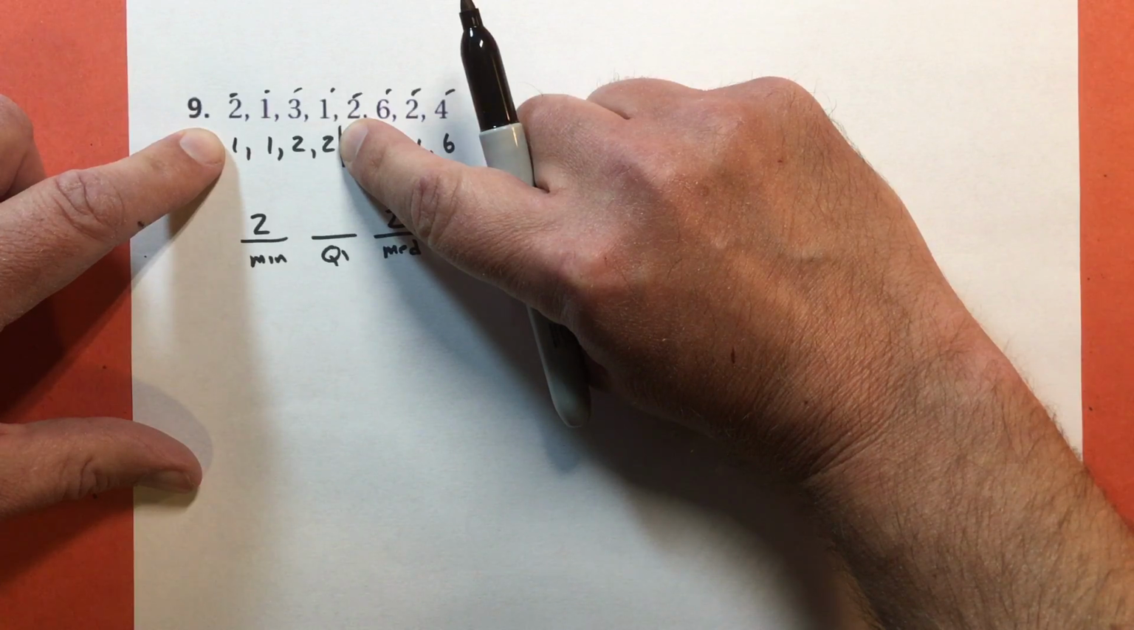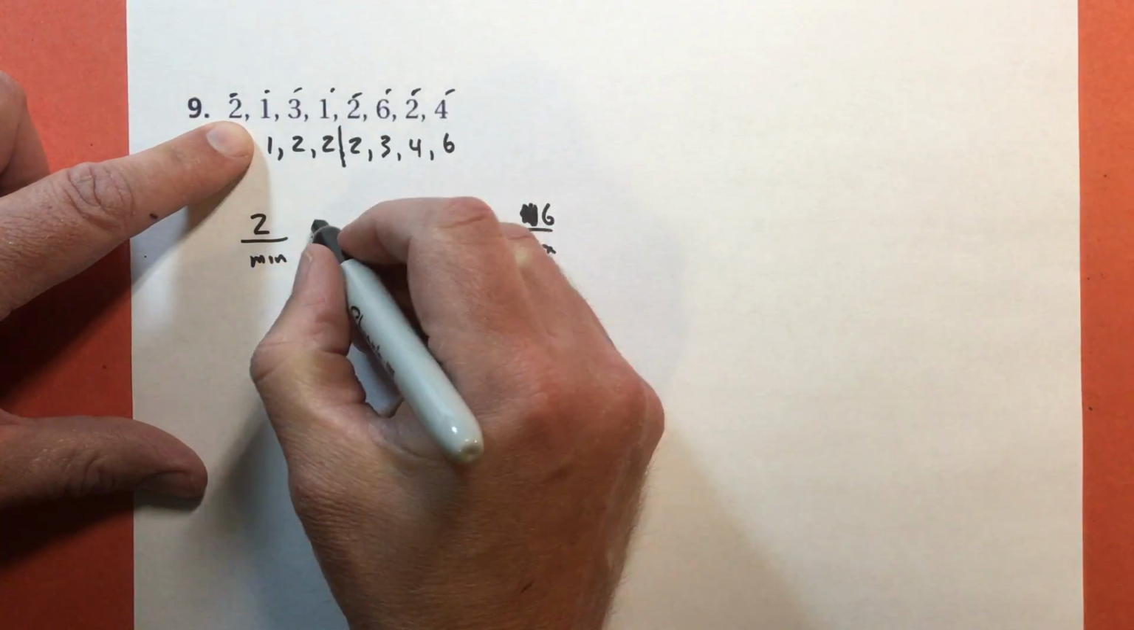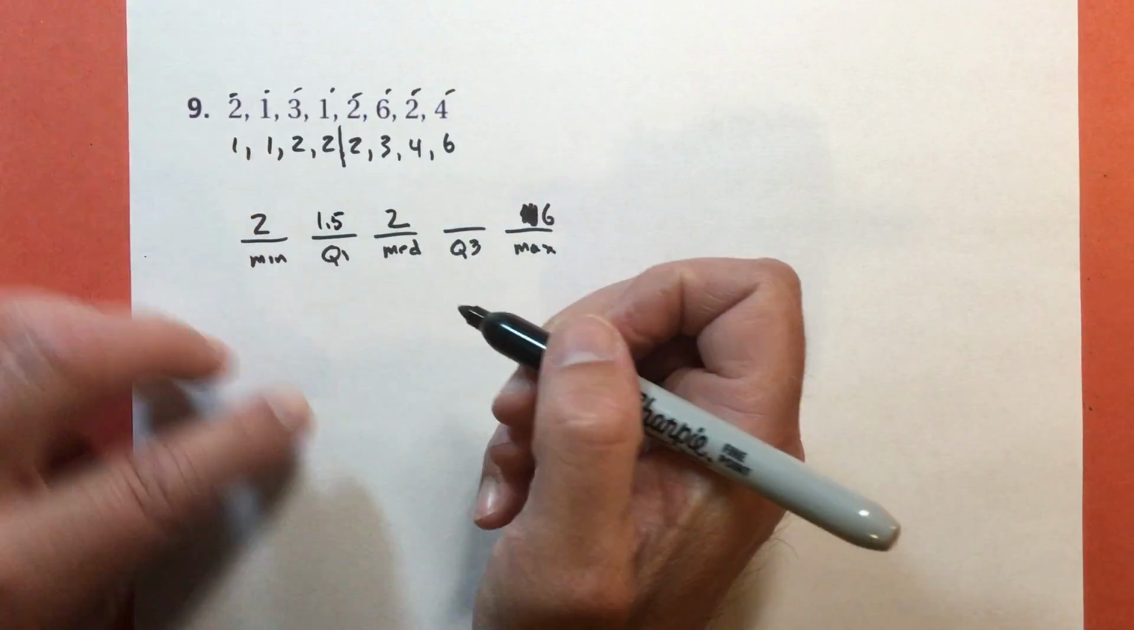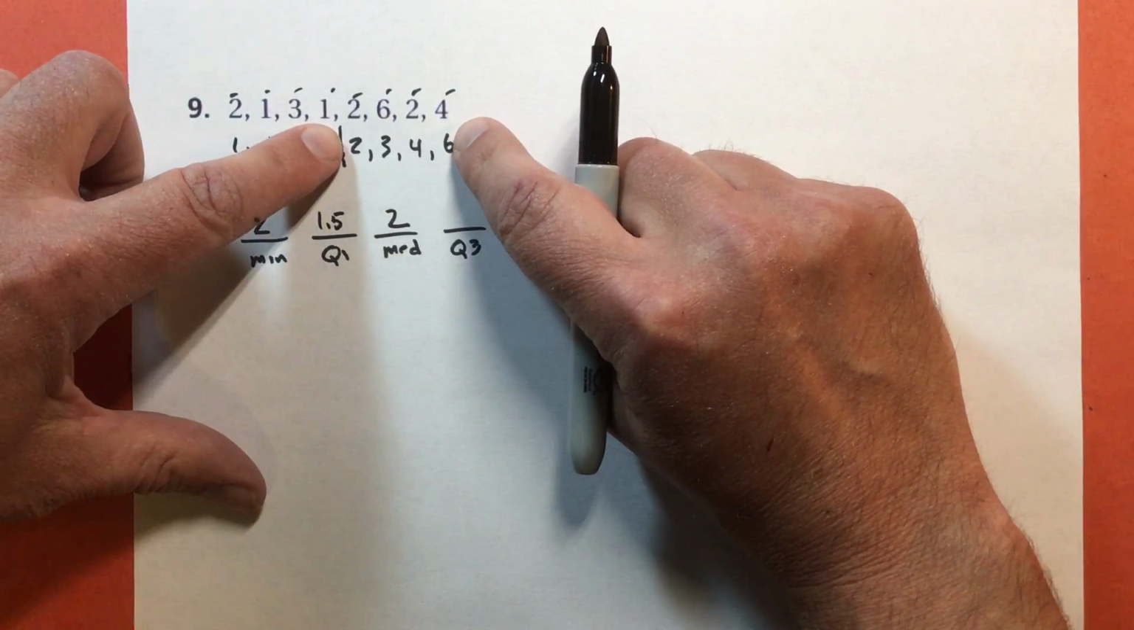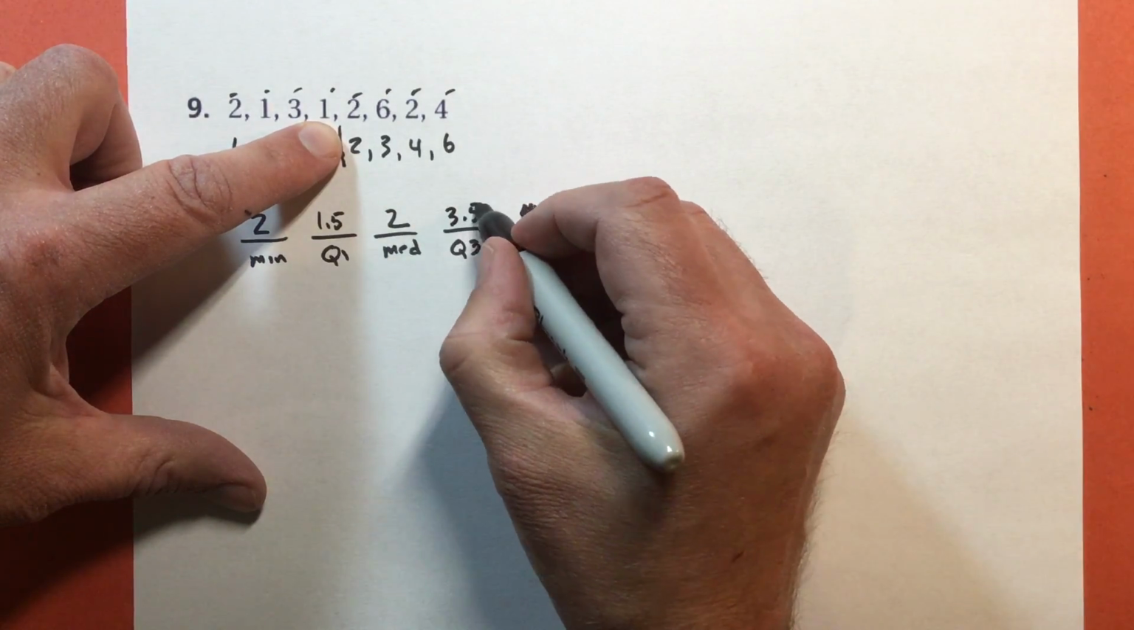Half of 5 is 2.5. So I'm going to go 1, 2, halfway. What's halfway between 1 and 2? That's going to be 1.5. Same thing over here. What's halfway between 3 and 4? That is going to be 3.5.